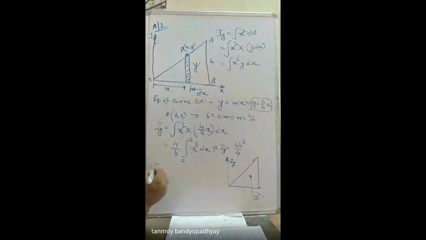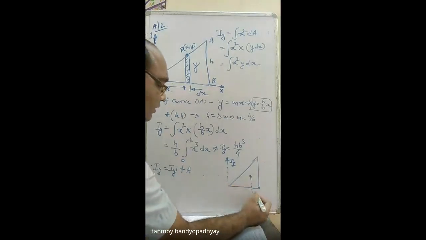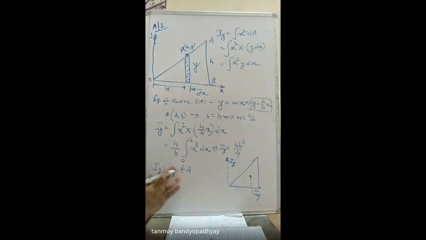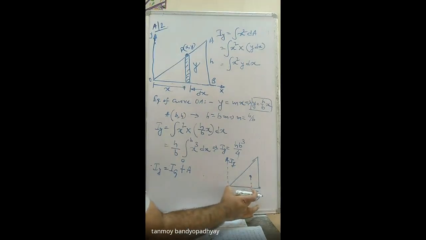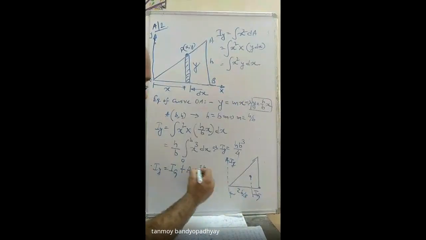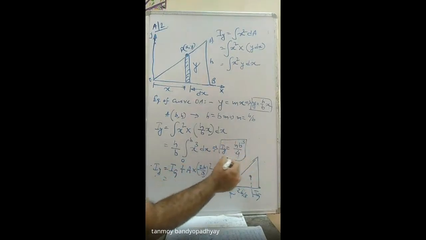So Iy should be equal to Iy prime plus area of the triangle. Make it Ig, since this is about the centroidal axis. So Ig plus area of the triangle into distance between these, squared. This distance will be 2b by 3, so into 2b by 3 whole square. From here you can also calculate and check whether this Iy and this Iy are matching with each other.